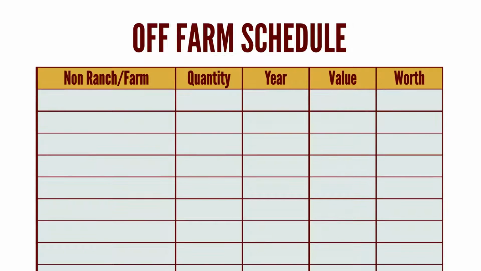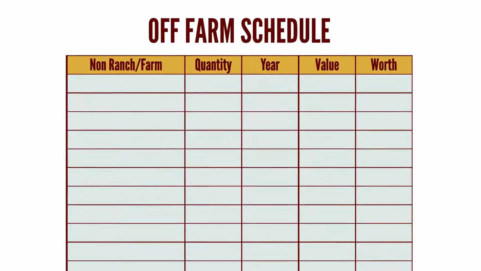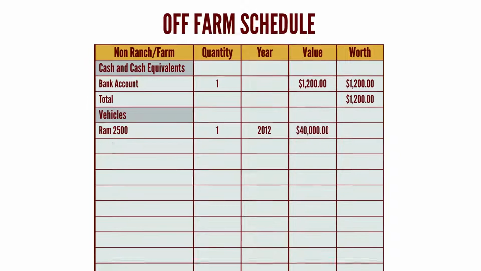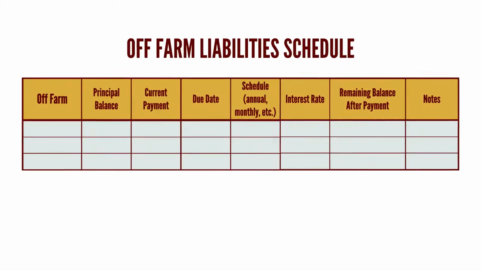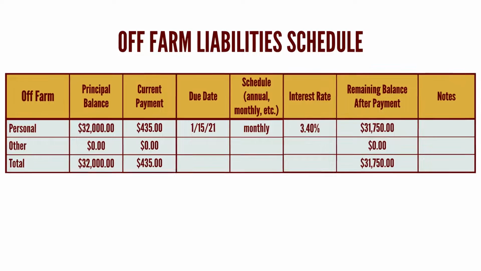Lastly, the off-farm schedule. This is where you list all of your personal assets and debts. Things like your house, personal property, non-ranch related vehicles, and other assets go on the asset side. On the liability side, you can list personal debt such as student loans, house loans, credit card debt, and so on.